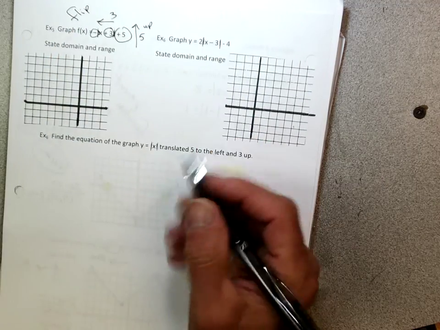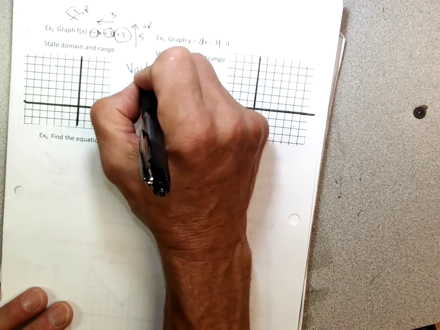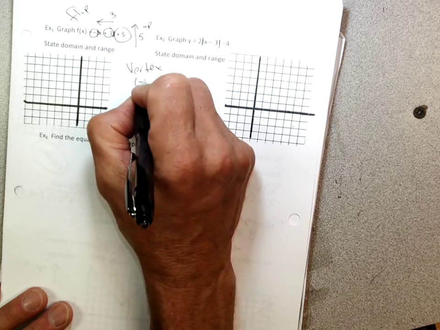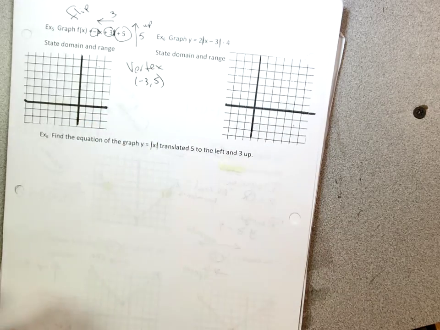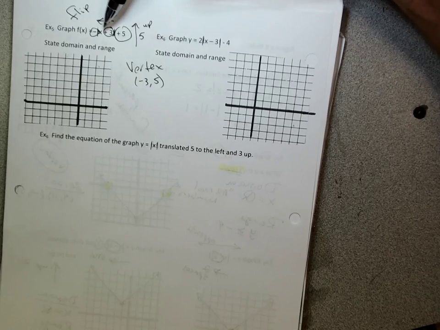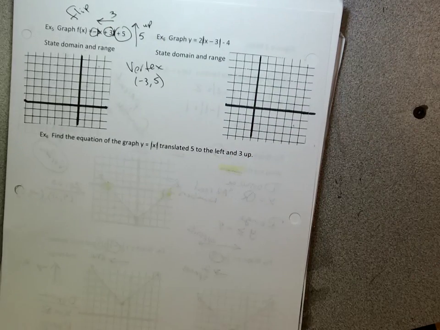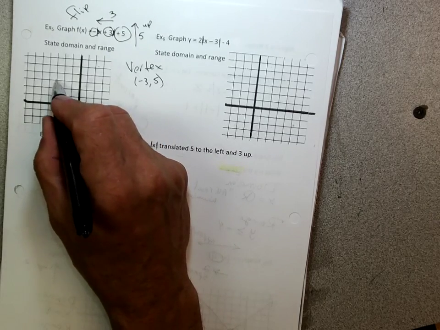Okay, so first of all, let's find the vertex. The vertex has got to be at -3, 5, okay? The vertex is at -3, opposite of the inside, 5. So I'm going to get my vertex first. -3, 1, 2, 3, 4, 5, okay?